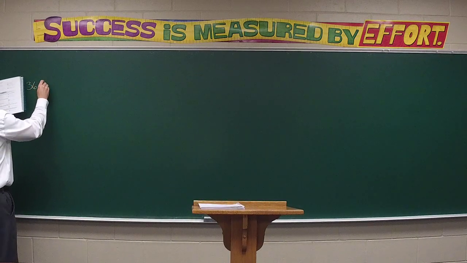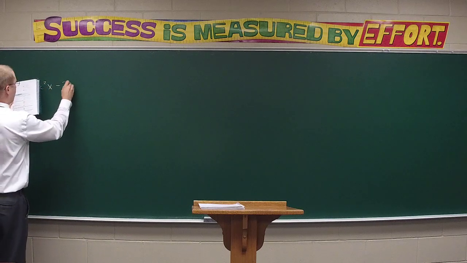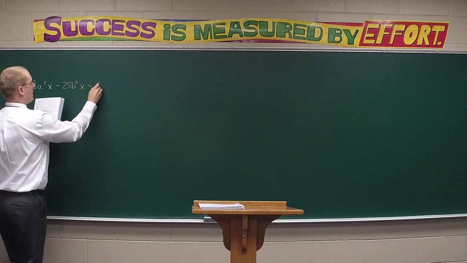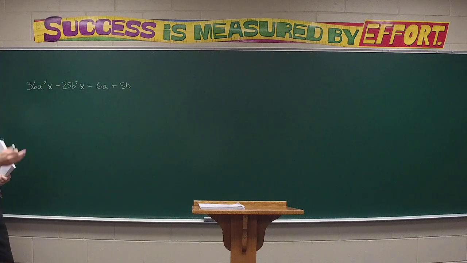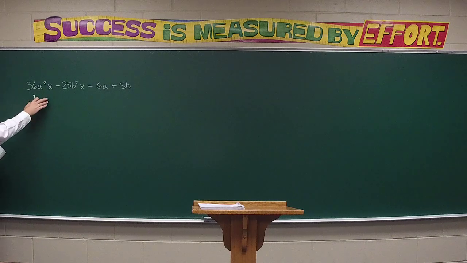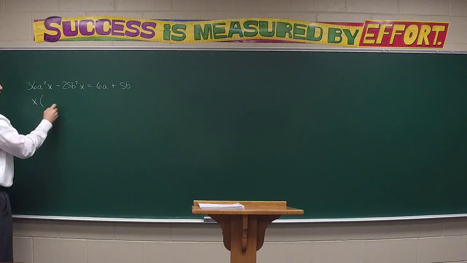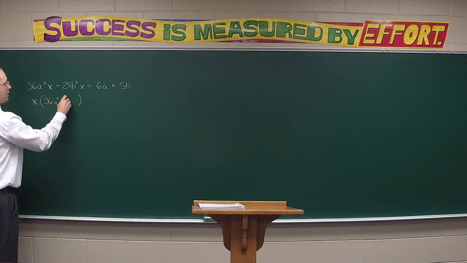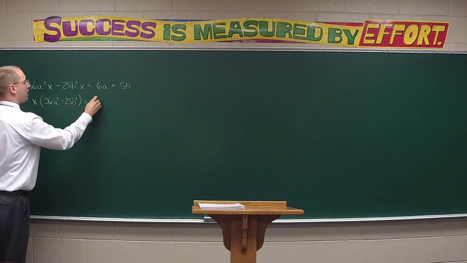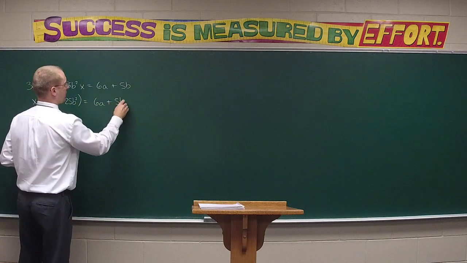We've got 36a squared x minus 25b squared x equals 6a plus 5b. What do we need to do to solve for x, Brandon? You can factor out that x. Good, we've already got the x's on one side, the non-x's on the other. They did that step for us, so we just factor out the x, and when I do, I'm left with x times 36a squared minus 25b squared, and that equals 6a plus 5b.